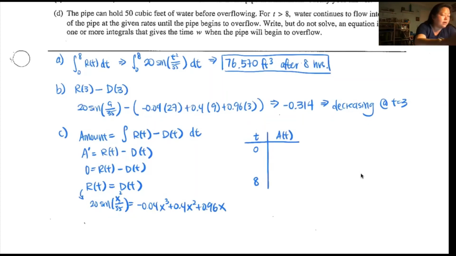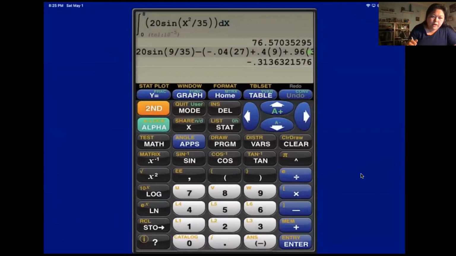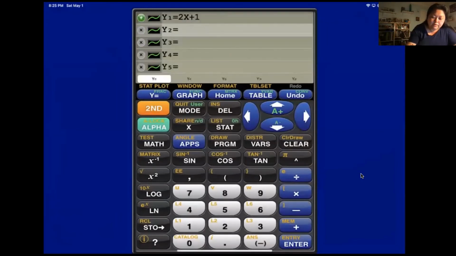All right, yes, I got my equation correct. Okay, I'm going to go back to my calculator. Okay, so when are those two equal to each other? This is actually better if you graph it out, right? If you graph it out, it's a little bit easier to see where the intersections are.